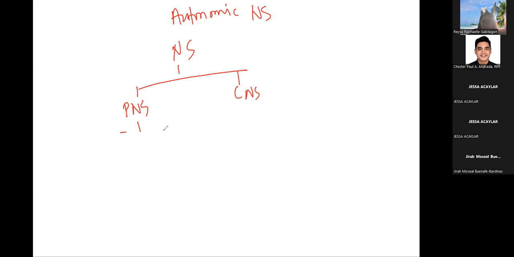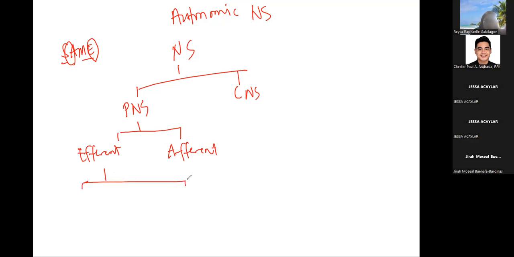Now, this peripheral nervous system is further divided into two. We have the efferent and the afferent division. So in our undergrad, we have the mnemonics, same, right? Sensory is afferent, motor is efferent. Okay. So again, sensory is afferent, motor is efferent. And then under the efferent division, ito na yung we have the somatic na system and the autonomic na system.